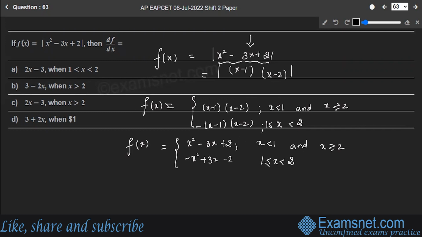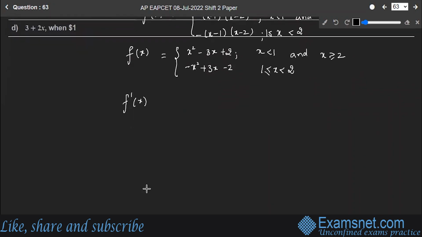So you have to find out df by dx, which is nothing but the first derivative of the function with respect to x. This can be written, simply for the first and the second one, as 2x minus 3 when x is less than 1 and greater than or equal to 2. Also, minus 2x plus 3 when x lies between 1 and 2.